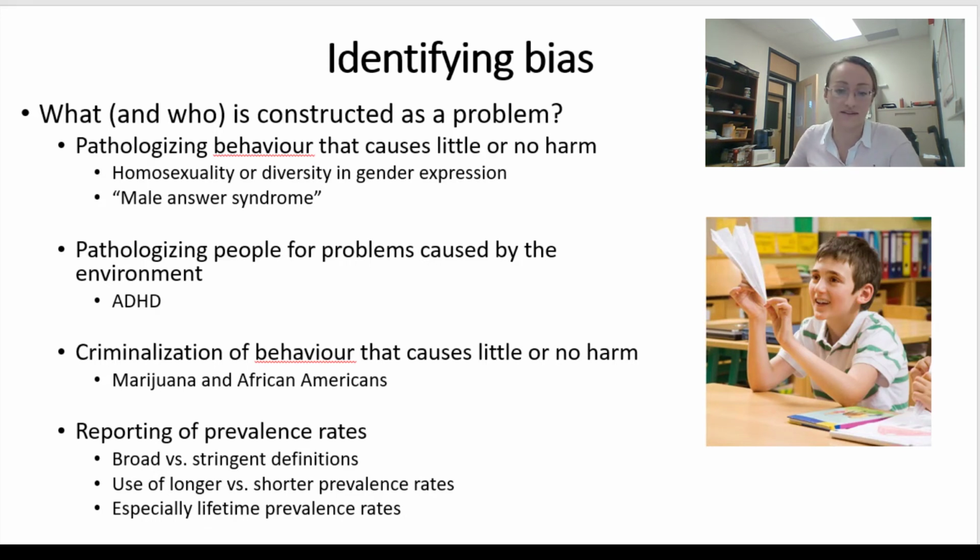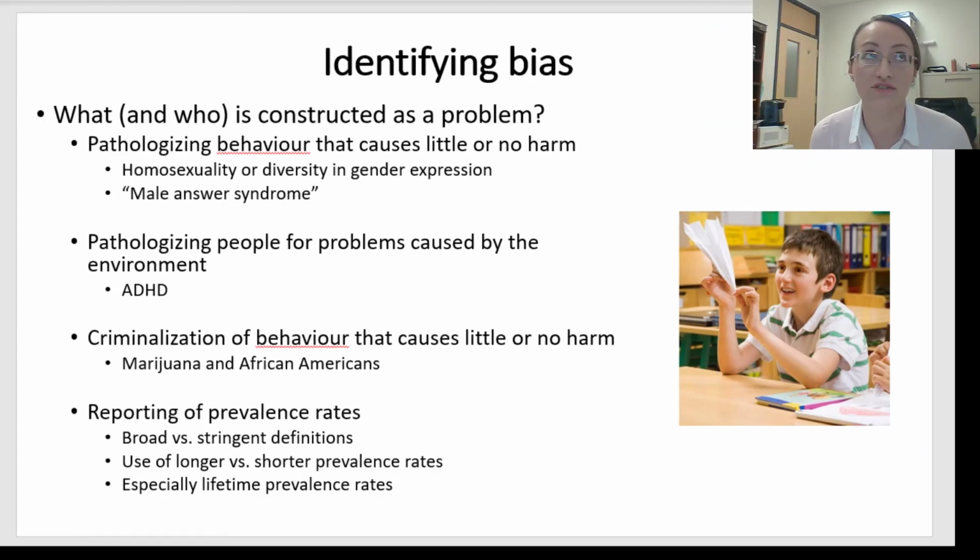Have you ever done this or experienced this? Using very stringent definitions and very short prevalence periods, like did this impossible thing happen today, produces artificially low prevalence rates. The way those prevalence rates are then reported might suggest that there is a huge problem or no problem. What and who do we construct as a problem? Sometimes we pathologize behavior that causes little or no harm, like homosexuality or diversity in gender expression.